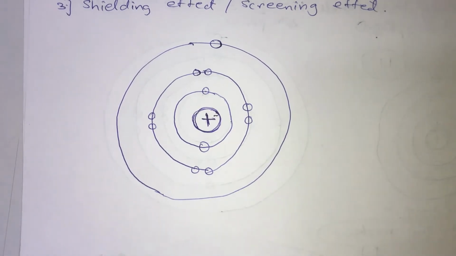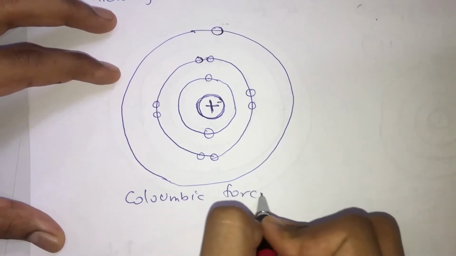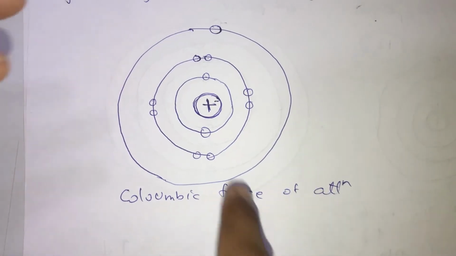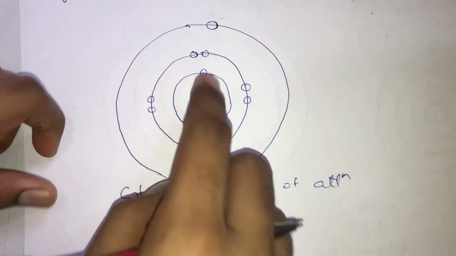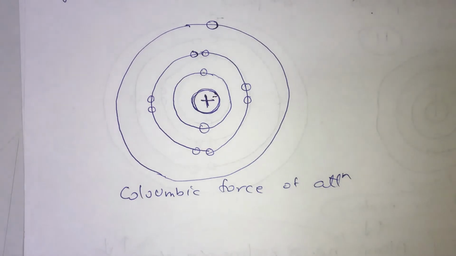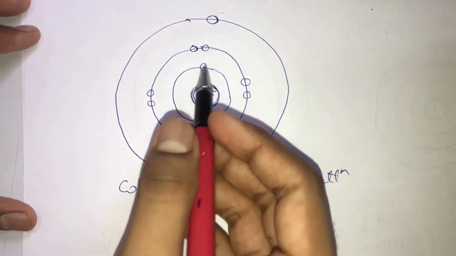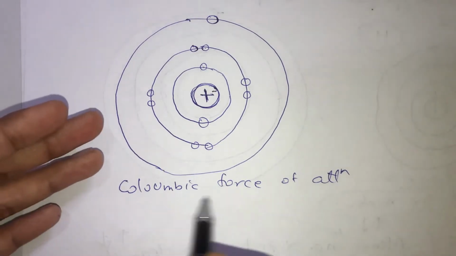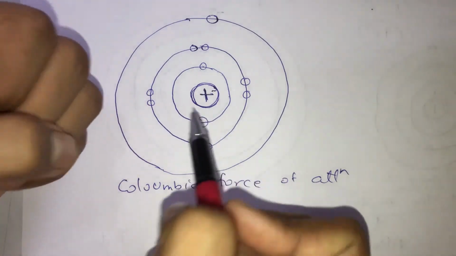Now since they attract each other, there is a Coulombic force of attraction present between them. So there is a Coulombic force of attraction present between a positively charged nucleus and the electrons which are around the nucleus. Because of this Coulombic force of attraction, these electrons are not allowed to move outside the atom, and because of the presence of the Coulombic force of attraction, the electrons remain bound to the nucleus.